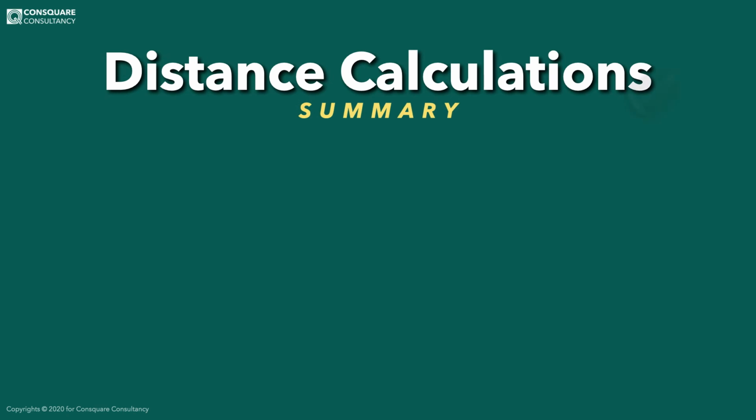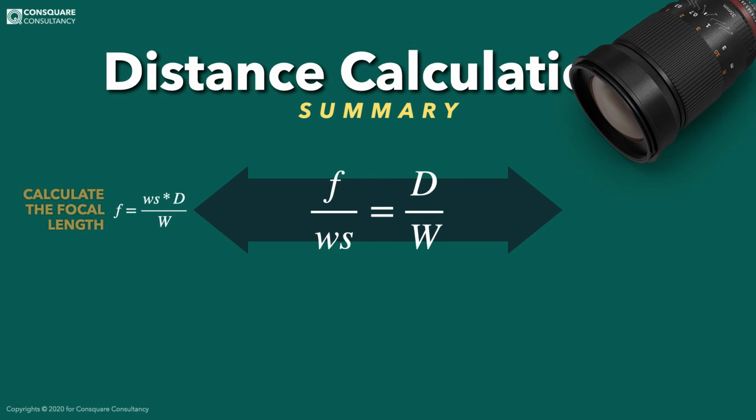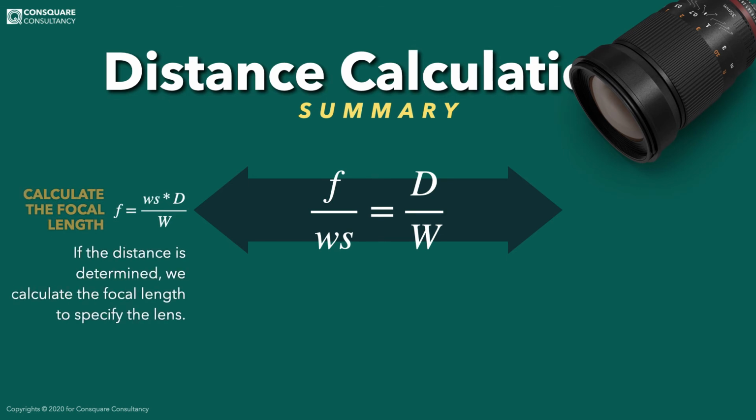The summary. The primary formula is here, and by simple crisscross multiplication, we can derive 2 formulae. This one to your left is for calculating the focal length. We use it if the distance is determined, and we have to install the camera in a certain place, so the camera position is decided and the decision is permanent. We calculate the focal length to specify the proper lens to focus correctly on the target.